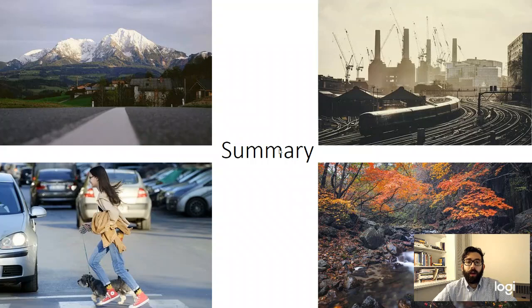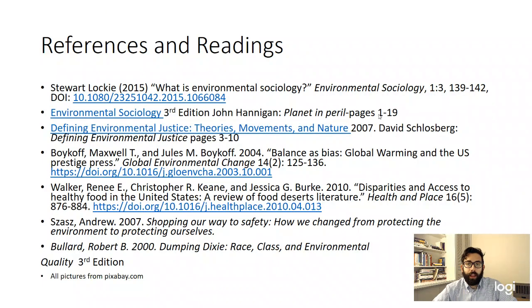And so here are some readings and references. Stuart Lockey provides some interesting and informative thoughts on what environmental sociology is. A textbook by John Hannigan offers a good intro to understanding it as well. It's the book Environmental Sociology, third edition, Planet or Planet in Peril, pages 1 to 19, accessible by Google Books. David Schlossberg, like I said, Defining Environmental Justice: Theories, Movements, and Nature, as well as the Boykoff article, the Walker article, et al., Andrew Szasz's work, and then Robert Bullard's Dumping in Dixie.